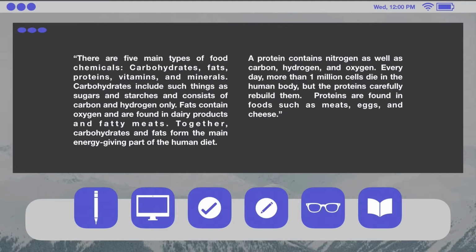A protein contains nitrogen as well as carbon, hydrogen, and oxygen. Every day, more than 1 million cells die in the human body, but the proteins carefully rebuild them. Proteins are found in foods such as meats, eggs, and cheese. As you can see, the author of the short selection is trying to explain something about food chemicals by classifying them into carbohydrates, fats, proteins, vitamins, and minerals.